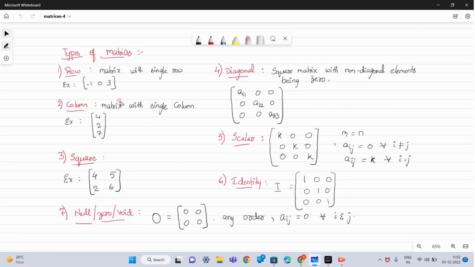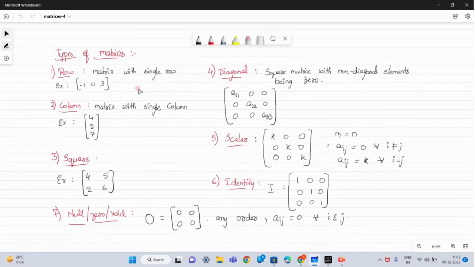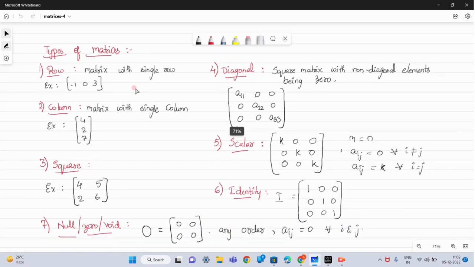So the next topic is types of matrices. We have 7 different types of matrices.